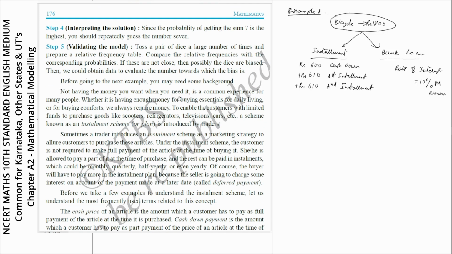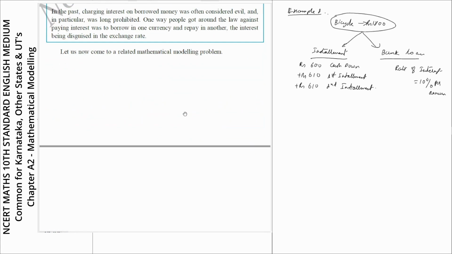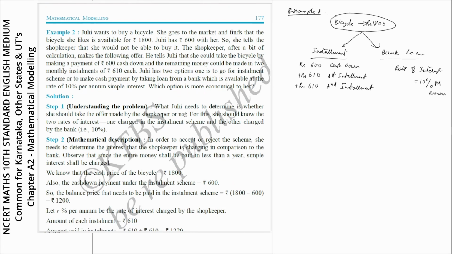Next is another example in the textbook. Example 2. Juhi wants to buy a bicycle. She goes to the market and finds that the bicycle she likes is available for rupees 800. Juhi has rupees 600 with her. So she tells the shopkeeper that she would not be able to buy it.